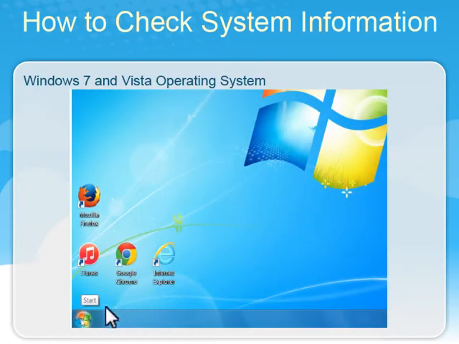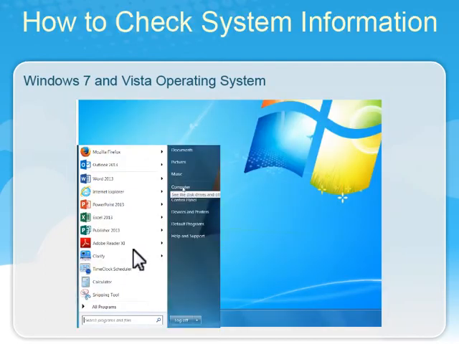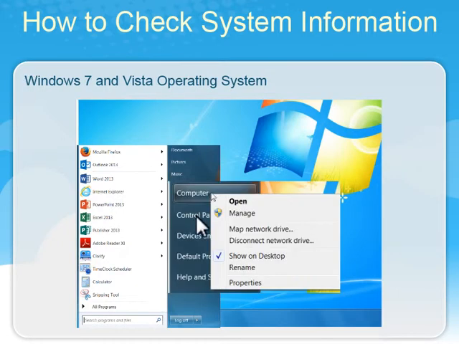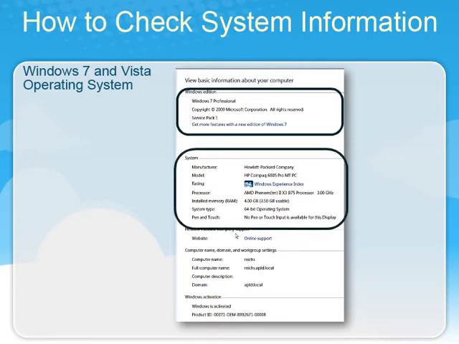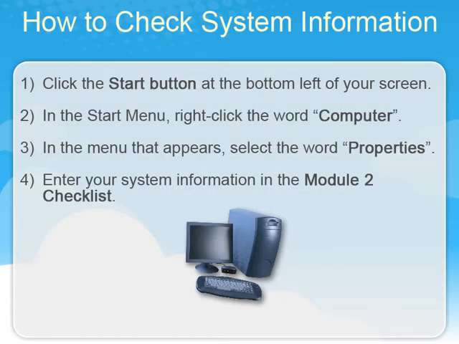Click the Start button at the bottom left of the screen. In the Start menu, right-click on the word Computer. In the menu that appears, select the word Properties. The system information will be displayed. The operating system is displayed in the Windows Edition section. The processor and RAM information is displayed in the System section. Now it's your turn. Follow the steps to check your system information. When you have recorded your system information in the Module 2 checklist, continue viewing the course content.